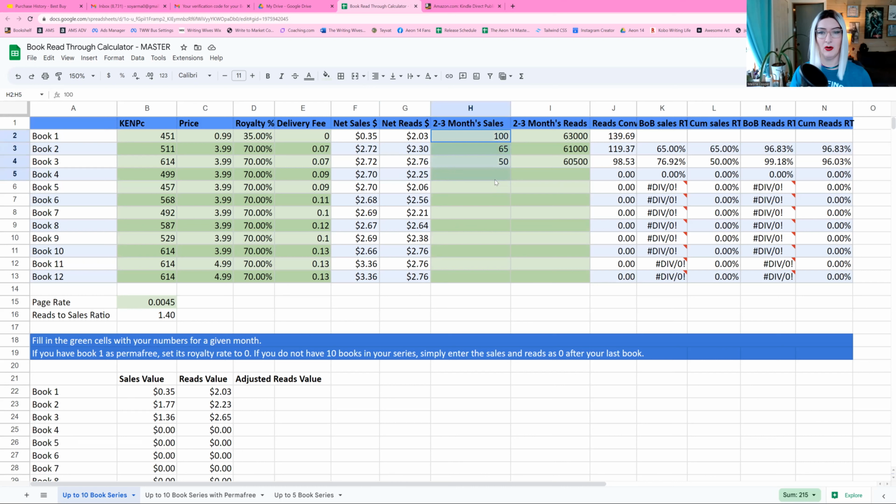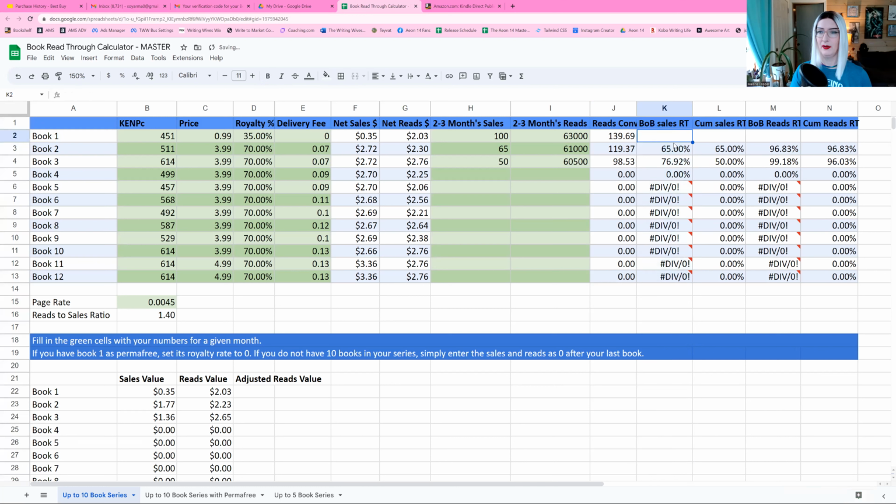And then just plug in all the sales for all of the books in the series, and then the reads for each book, for the time frame you picked. And then it will tell you your reads converted to 139 sales. It's kind of a handy number to know. In this case, reads converted to 119. In this case, the volume of reads converted to 98. And it says what your book over book sales read through is.